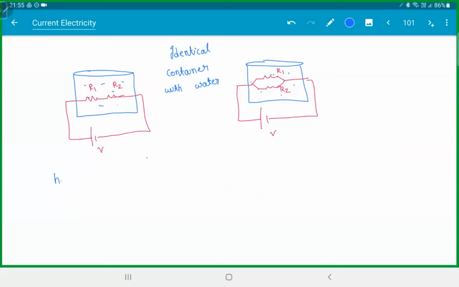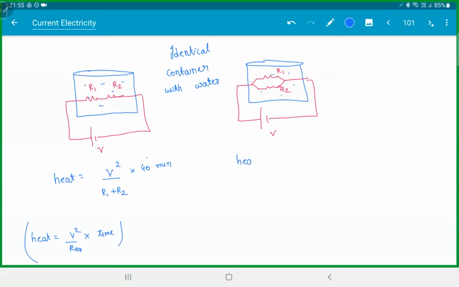So the first case heat will be, it's a constant current, so V square by R1 plus R2 into time. Time will be 40 minutes. This is the heat. We are using the formula heat is equal to V square by R equivalent into time.